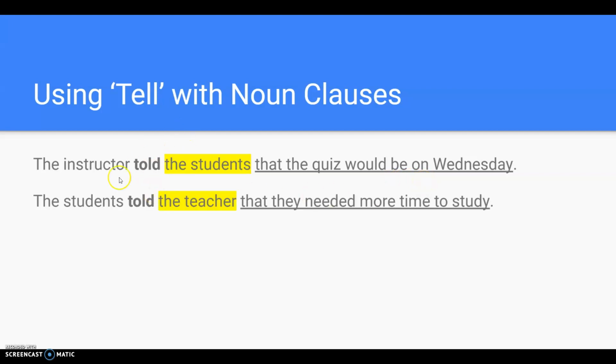Here's another example. The students told the teacher that they needed more time to study. So again, we have a subject, we have the verb told, we have an indirect object, teacher, and then we follow that with the noun clause.